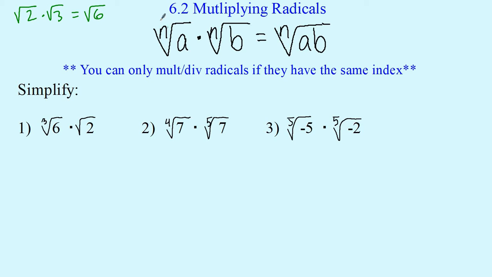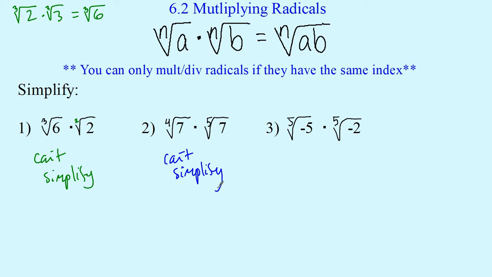Now, all we're saying is the index can now change. So if I have cube root times cube root, I get cube root of 6. What happens in number 1? Nothing happens, because this is a cube root and this is a square root. They don't match. For number 2, these don't multiply, so it's another can't simplify.